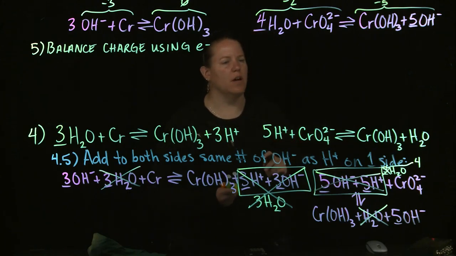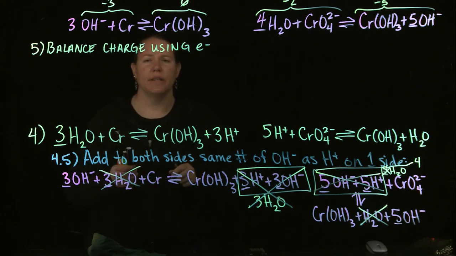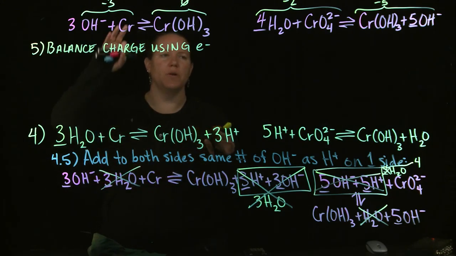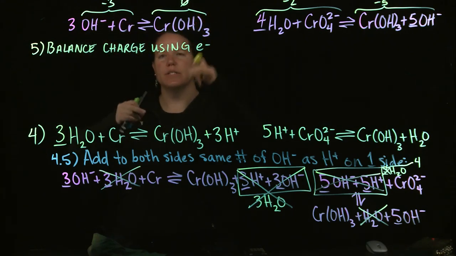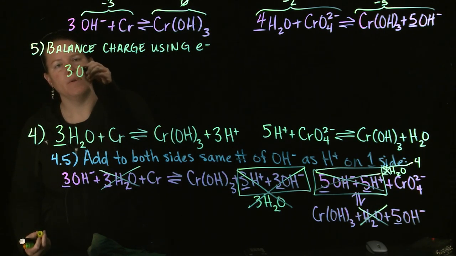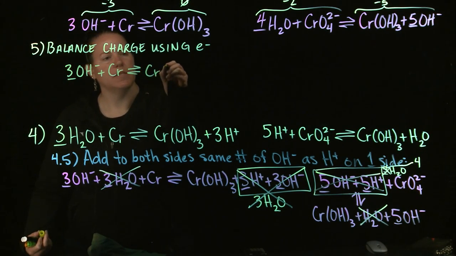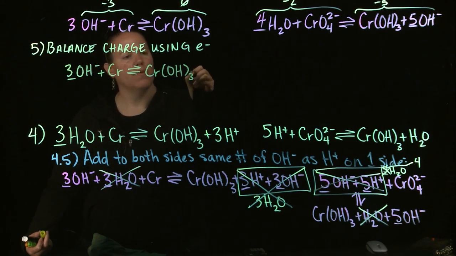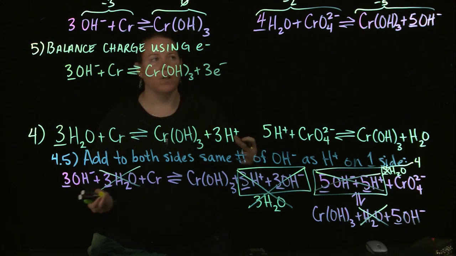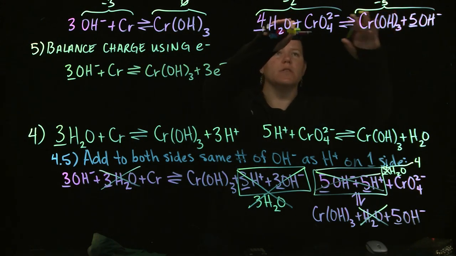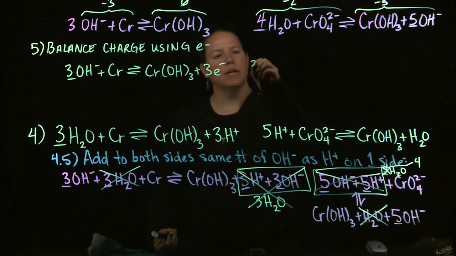Can you guys see that? Kind of. Okay, so what I can say here is that I need to add the electrons to the more positive side. So between minus 3 on this side and 0 on this side, I need to add 3 electrons to this side. 3 OH minuses plus Cr gives me CrOH3 plus 3 electrons, because now I have a minus 3 charge overall on both sides. Between these two, this is overall minus 2, this is overall minus 5, I need to add 3 electrons to this side.